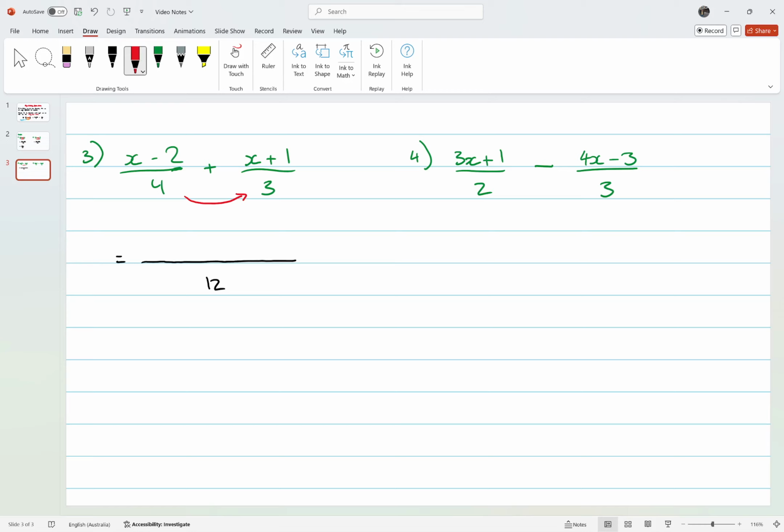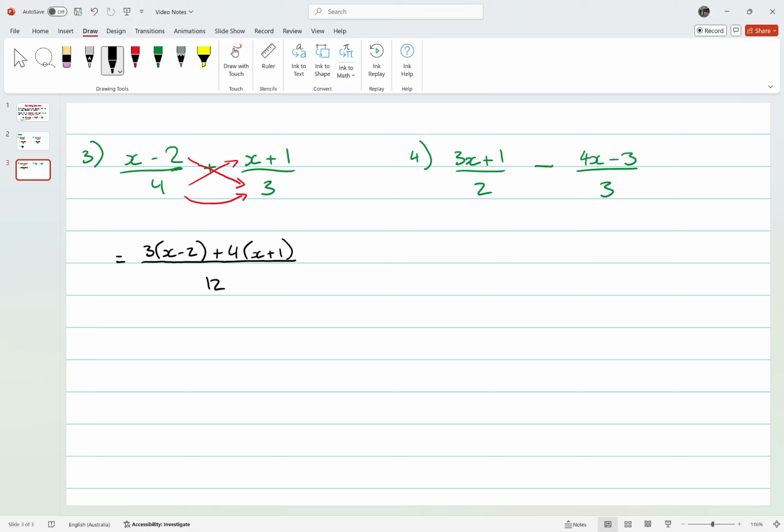And now we do the top left times the bottom right. And so how we're going to write this, we need to do the whole x minus 2 times 3. So we'll write it as 3 times (x minus 2) with brackets. And as you see there, we're probably going to end up expanding in a second. And then we can just do the same going this way. So this would be plus 4 times (x plus 1).